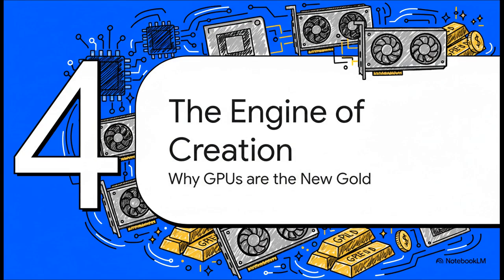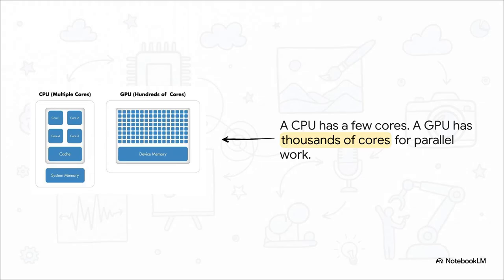So that brings us to the engine room powering this entire revolution, the hardware. And in the world of AI, the most important piece of the puzzle has become the graphics processing unit, or GPU. They are, without a doubt, the new digital gold. So what makes GPUs so special? This slide shows it perfectly.